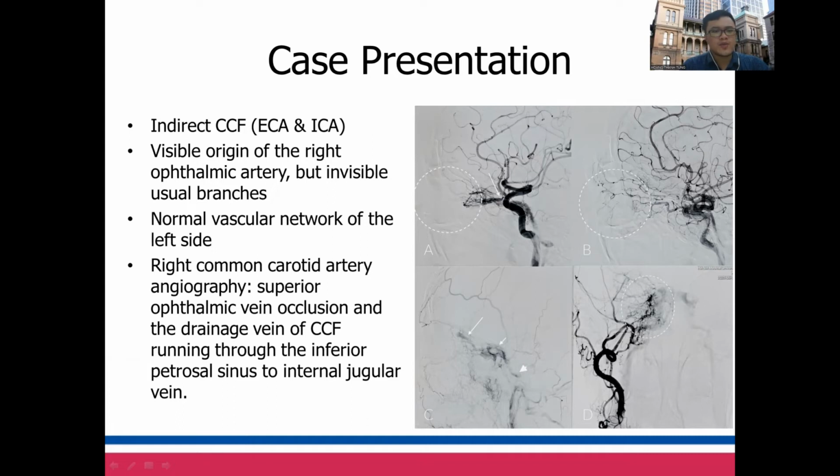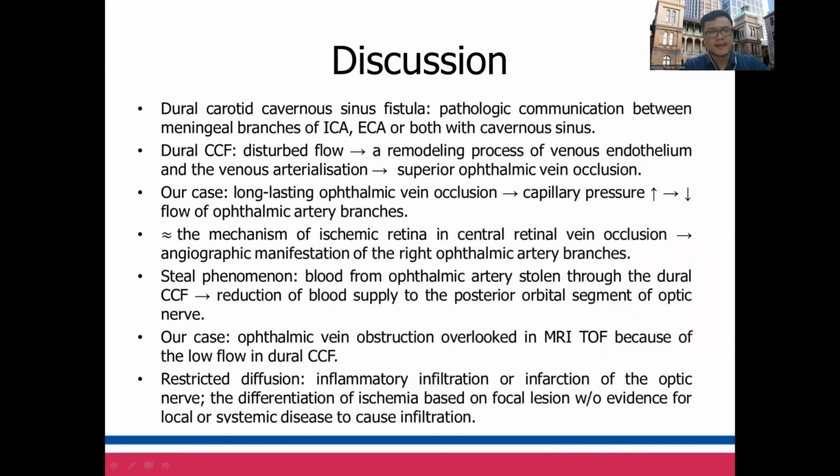The origin of the right ophthalmic artery was visible, but we couldn't see any of the usual branches of this artery. However, the vascular network of the left side was perfectly normal. The right common carotid artery angiography shows superior ophthalmic vein occlusion and the drainage vein of the CCF running through the inferior petrosal sinus to the internal jugular vein.